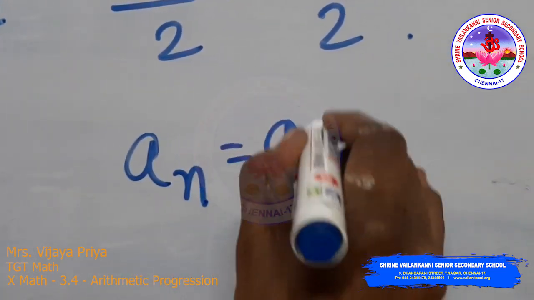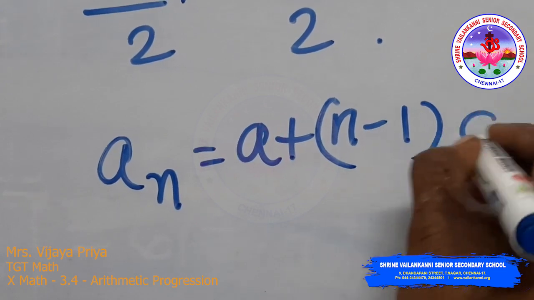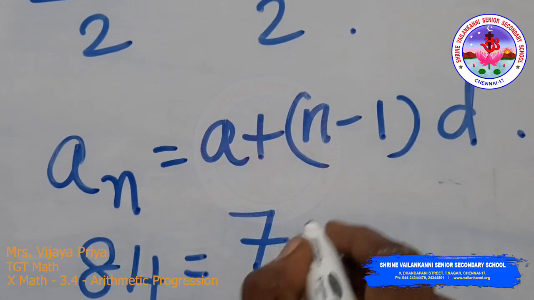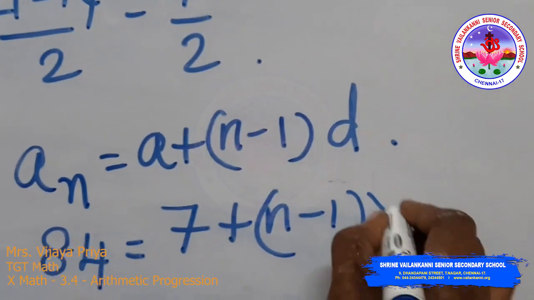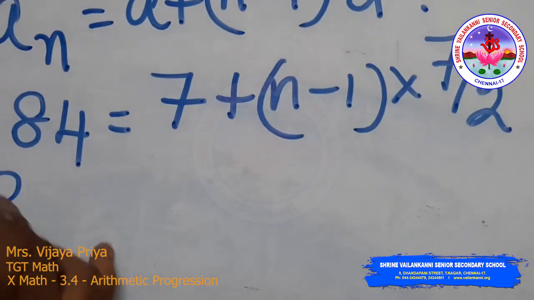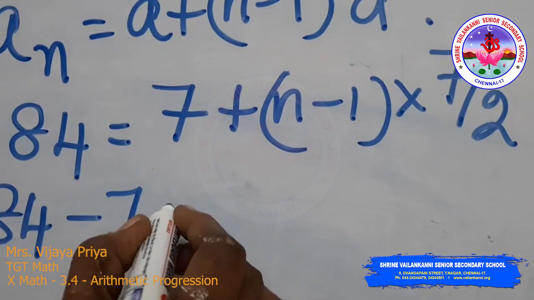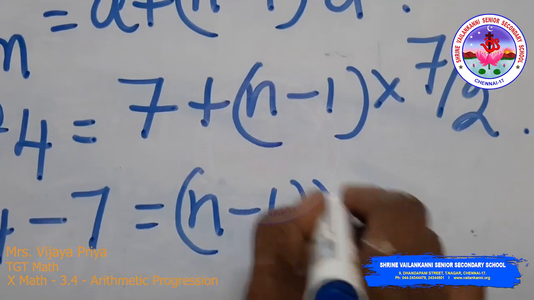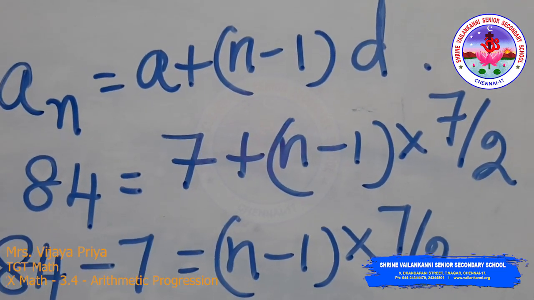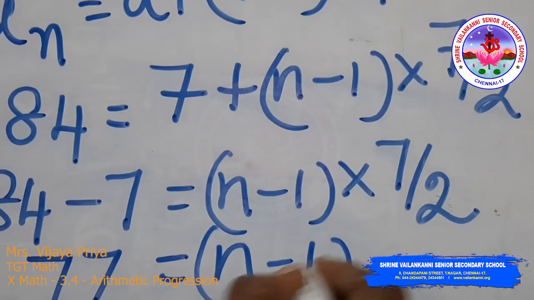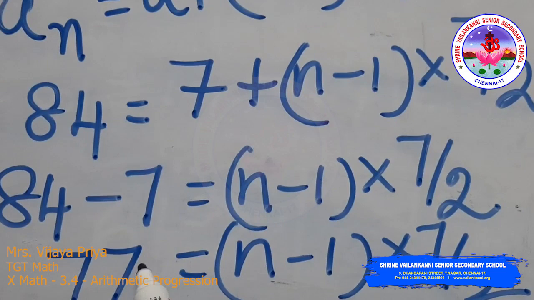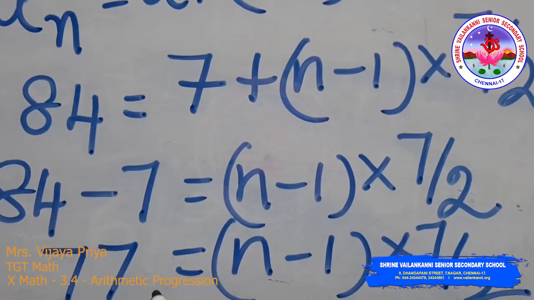An is equal to a plus n minus 1 into d. So I know my An is 84, where a is equal to 7, plus n minus 1 into my common difference, which is 7 by 2. So bringing this 7 to this side, 84 minus 7 is equal to n minus 1 into 7 by 2. So 77 is equal to n minus 1 into 7 by 2. If I bring this 7 by 2 to that side, it becomes 77 into 2 by 7.